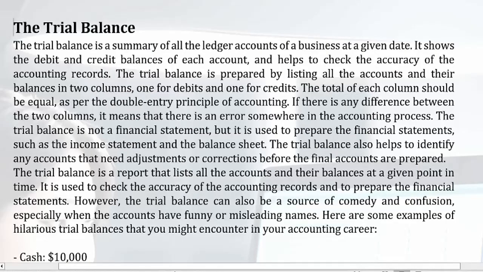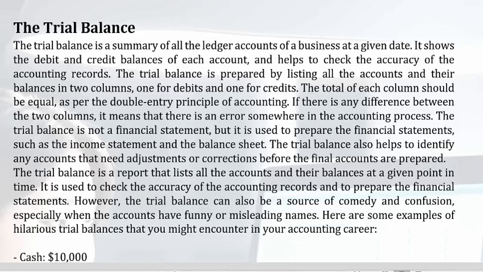The trial balance. The trial balance is a summary of all the ledger accounts of a business at a given date. It shows the debit and credit balances of each account and helps to check the accuracy of the accounting records. The trial balance is prepared by listing all the accounts and their balances in two columns, one for debits and one for credits. The total of each column should be equal, as per the double entry principle of accounting.